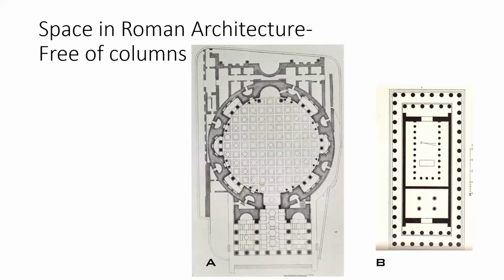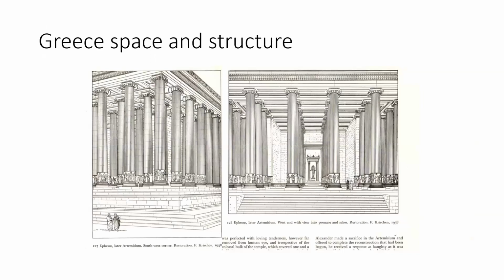But now in ancient Roman structure and space, we see a plan completely free of columns. This is a plan of the ancient Pantheon in the 1st century AD. So of course, we're seeing Greek space and structure is very different from Roman space and structure because of the structural limitations of the span in ancient Greece, before we get to Roman architecture.